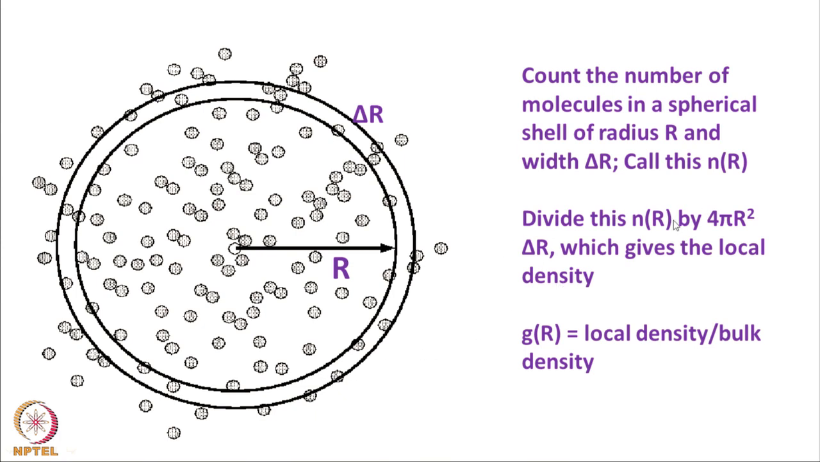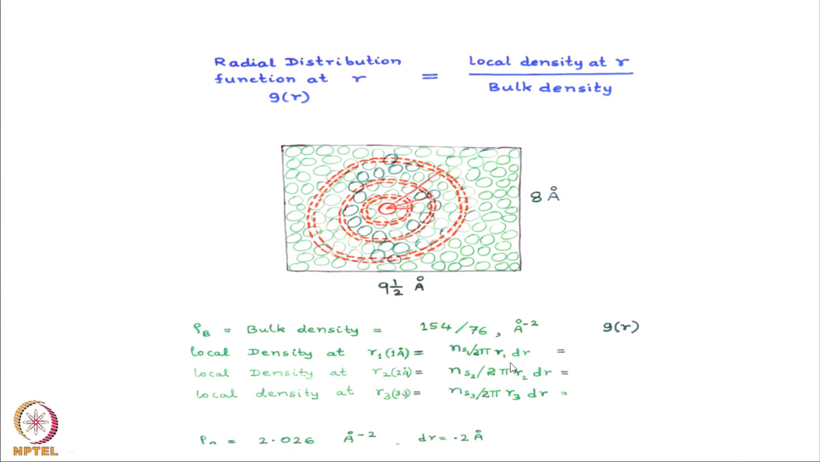Since this Nr is the number of particles in that shell, if I divide that by that volume, I get a local density. So, that will be the density in that shell. That density divided by bulk density is called the pair distribution function. This pair distribution function will allow you to calculate many quantities. In the next slide I will illustrate the same calculation once again.